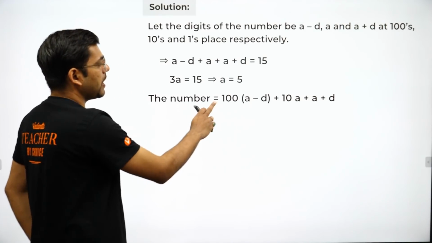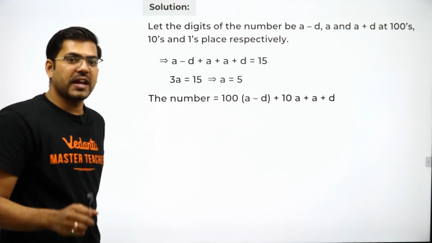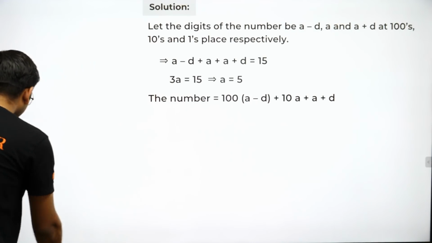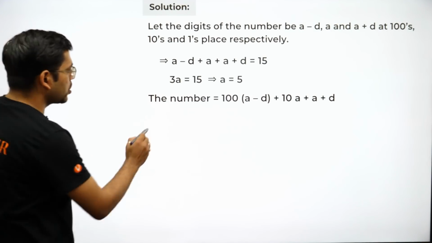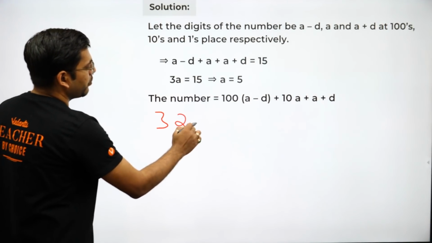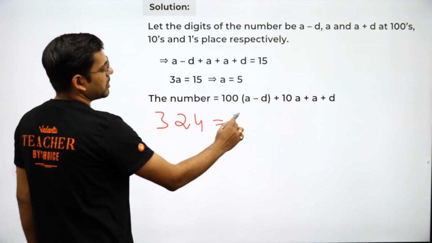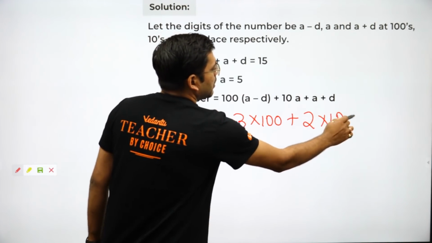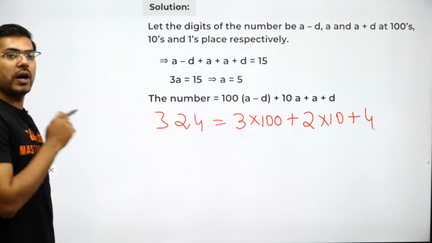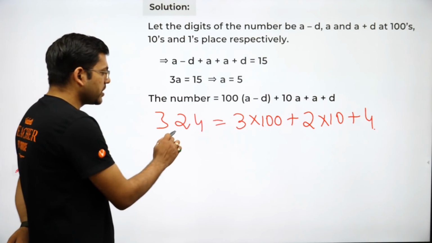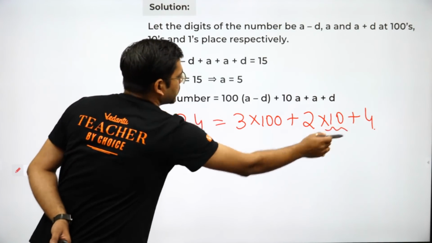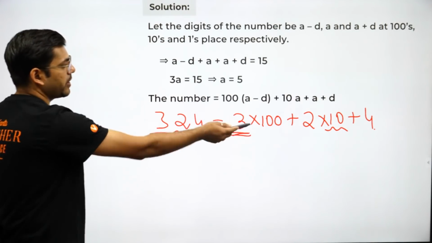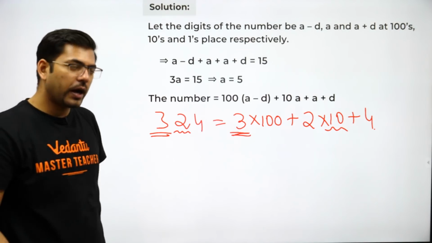So the number would be 100 times that digit. I'm not getting into detail about how you should write a number, but if someone doesn't know, I will tell you: if 324 is here, you can write this number in the form 3 into 100 plus 2 into 10 plus 4. This is how a number is written, because the digit is multiplied by its place value. 3 is at the hundreds place, so it has been multiplied by 100.